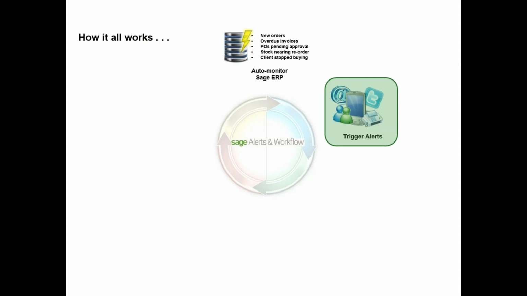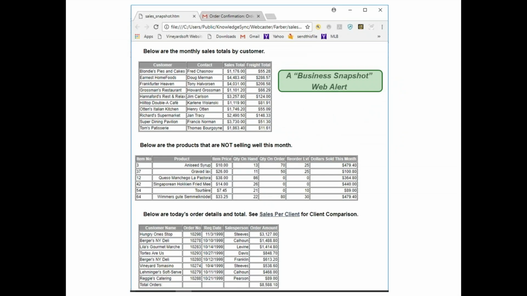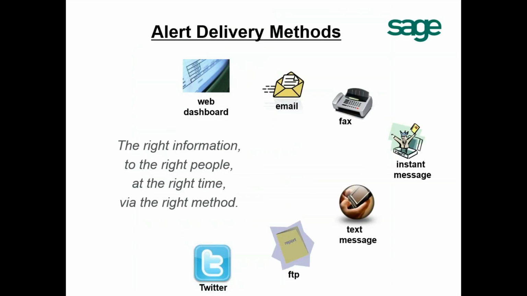Now, as its name implies, you're probably speculating, well, I certainly think this application sends alerts, and you'd be absolutely right. And although most people think of alerts in terms of an email, that's only one type of alert. What I'm showing you on the current slide is actually a dynamic web dashboard created and automatically updated by Sage Alerts and Workflow. We actually call this a web alert.